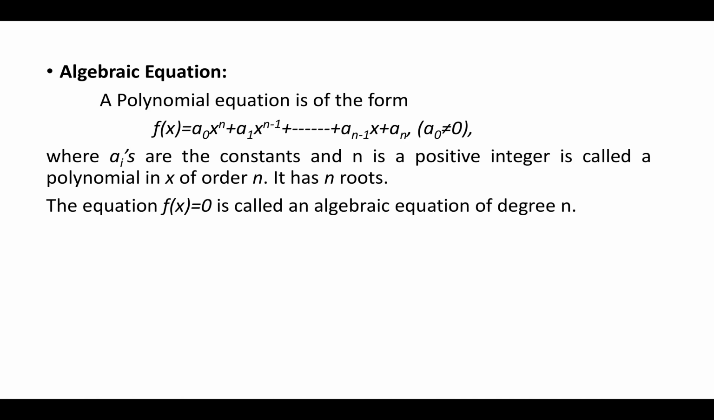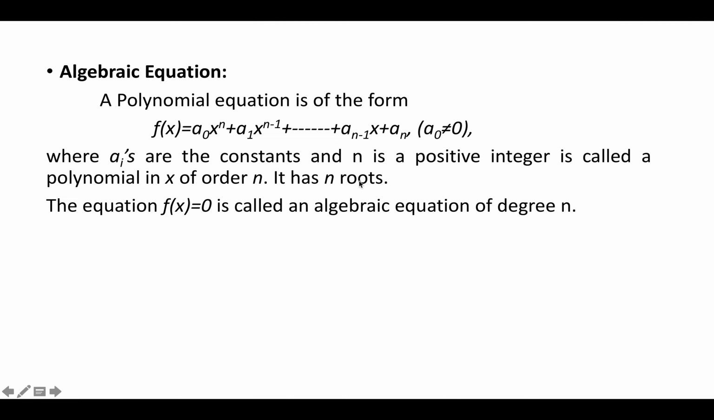To begin with, we have the algebraic equation. It is a polynomial of the form f(x) = a0 x^n + a1 x^(n-1) + so on + a(n-1) x + an, where a0 should not be equal to 0. These ai's are the constants, and n is a positive integer. This is called a polynomial in x of order n. So this is an nth order polynomial. If it is an nth order polynomial, it has n roots, n different roots.